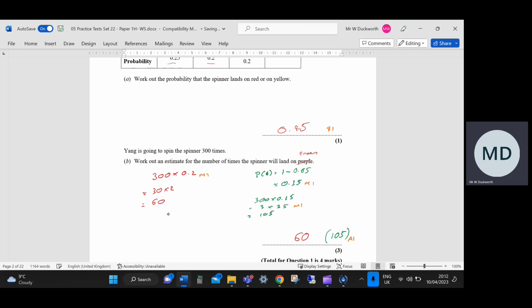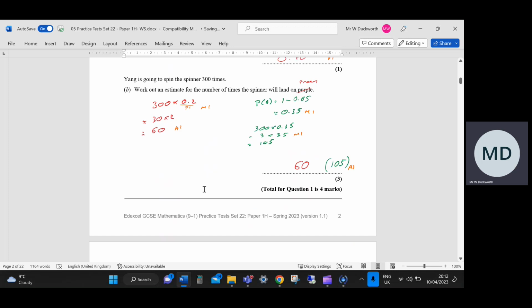M1, and then however you've done the method. I probably have to go for a processing mark, a method mark, and then an answer mark. If I was trying to award 3 marks, which I think is only fair to do, but that's quite generous.